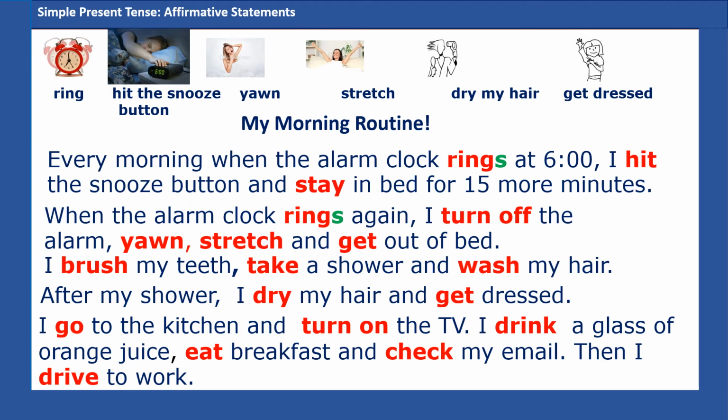So all the words in red, they are verbs, and they're all action verbs. Now, a lot of the verbs don't have an S, and some have an S. So let's find the verbs that have the S. Yes, alarm clock rings. So the action is to ring, which means to make the sound. And what is the subject? Alarm clock. And so it rings. So we say the alarm clock rings.